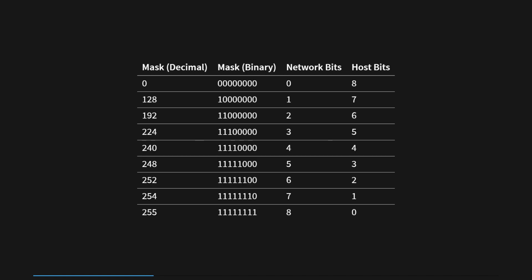In modern networks, the bit boundary can occur at any position within the 32 bits. This table provides an overview of values for the last non-zero octet in a subnet mask.